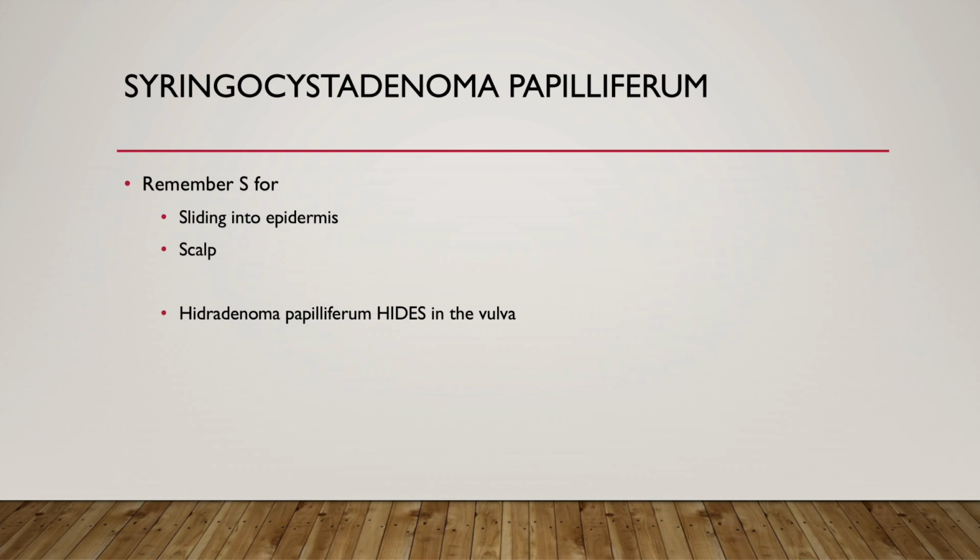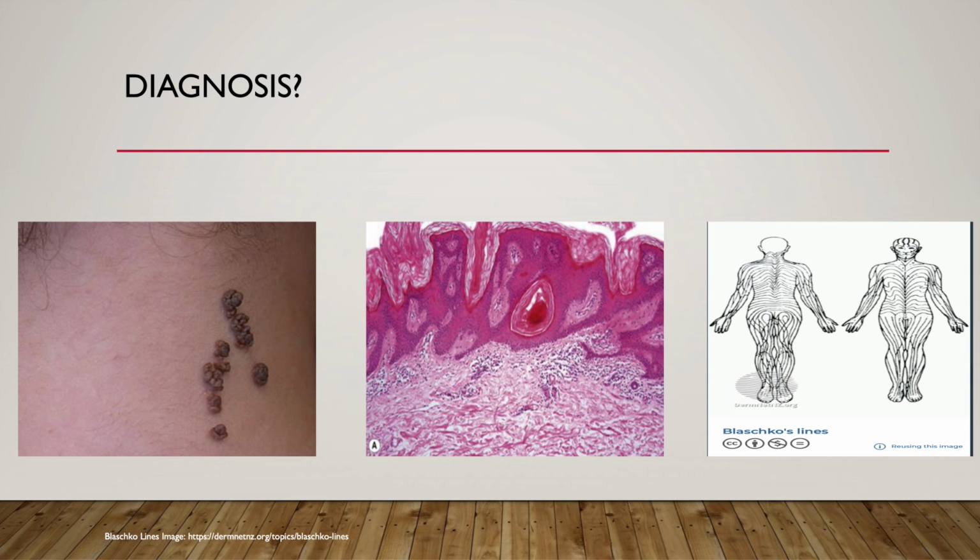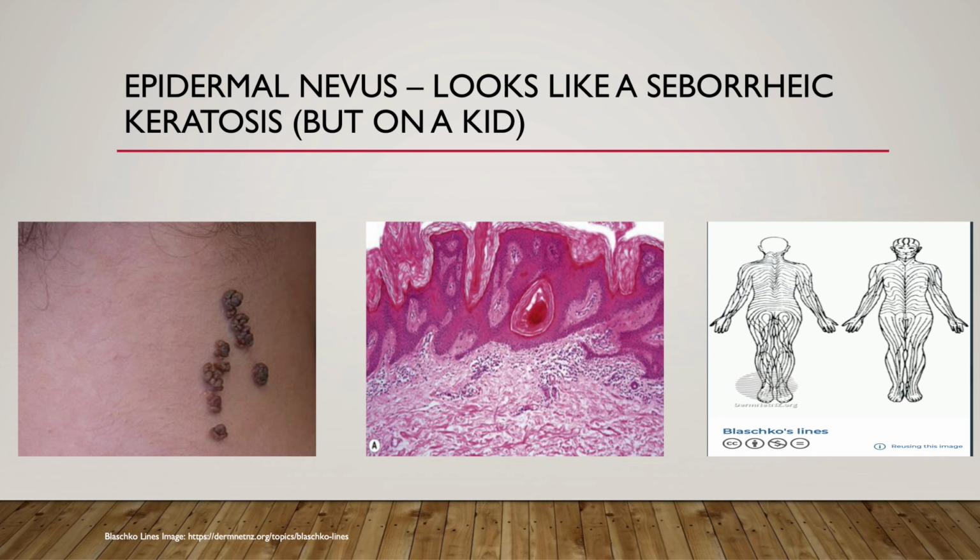Here we see stuck-on, greasy-like, cerebriform-like nodules in a linear arrangement along Blaschko's lines. So what are Blaschko's lines? These are lines on the skin that are the developmental growth pattern during epidermal cell migration. And histologically, we see pseudo horns, a flattened reedy ridge, wheat-like stratum corneum. So this is an epidermal nevus. It looks like a seborrheic keratosis, but it's on a kid.